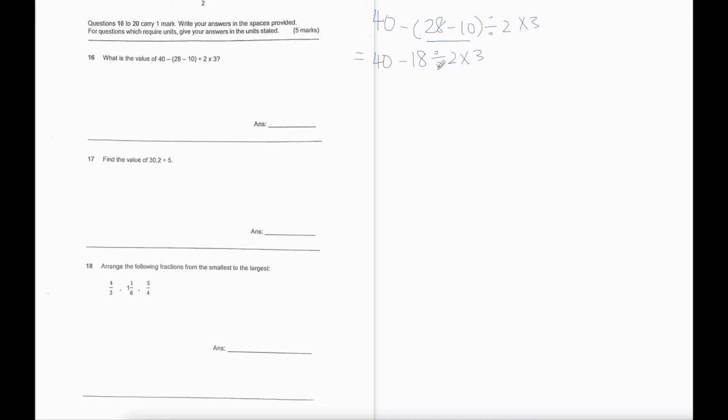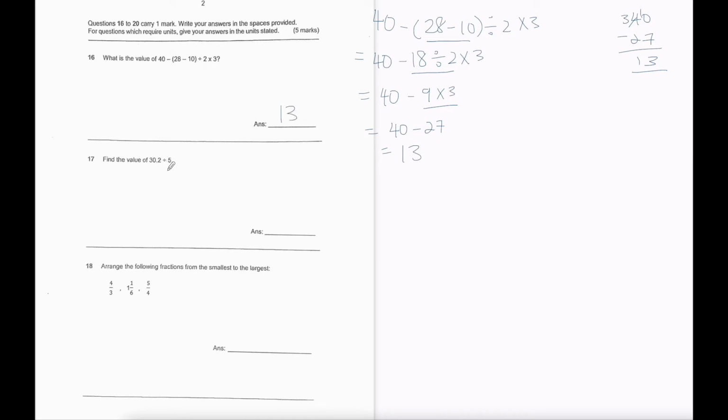So now we have minus, divide and times. We will do the divide and times first, and then from left hand side to right hand side. So 18 divided by 2 will come next. 18 divided by 2 will be 9. Lastly, we have to do the multiplication. 40 minus 27. So we are going to get 13. So our answer will just be 13.